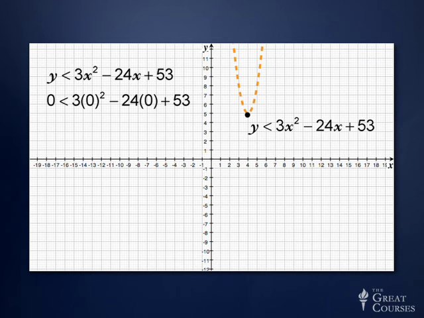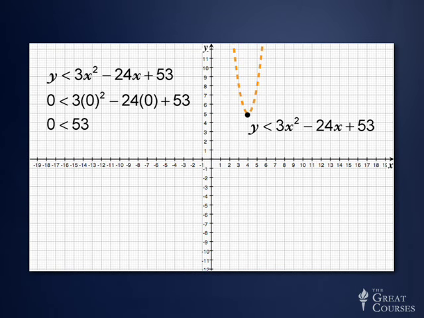Now, why do I always pick the origin? Well, it's because it cleans up the arithmetic so quickly. Notice that the right-hand side becomes 0 minus 0 plus 53. And even I can do that arithmetic. That's just 53. So my inequality becomes 0 is less than 53.